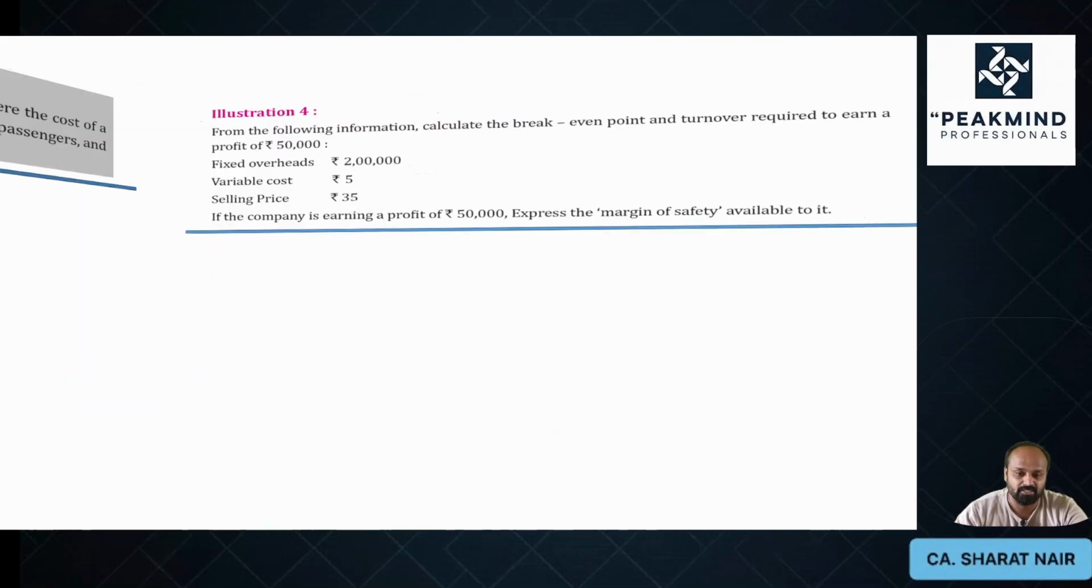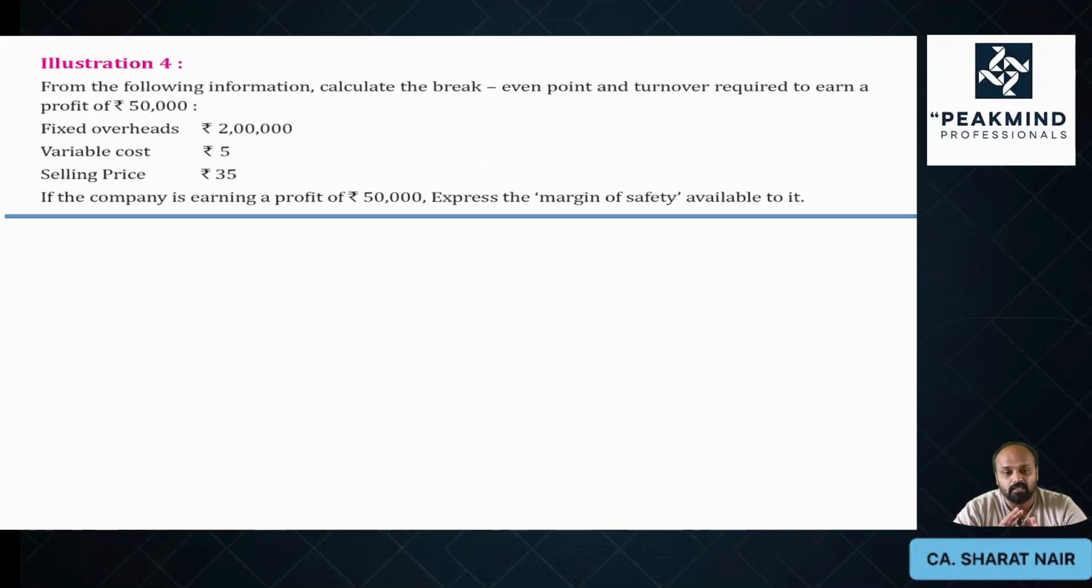Moving to the next illustration. They are asking us to calculate the break-even point and the turnover which is required to earn a profit of 50,000 from the following data, where they have mentioned fixed cost is 2 lakh, selling price is 35 and variable cost is 5. Currently, the company is earning the profit. They are also asking us to find out margin of safety.